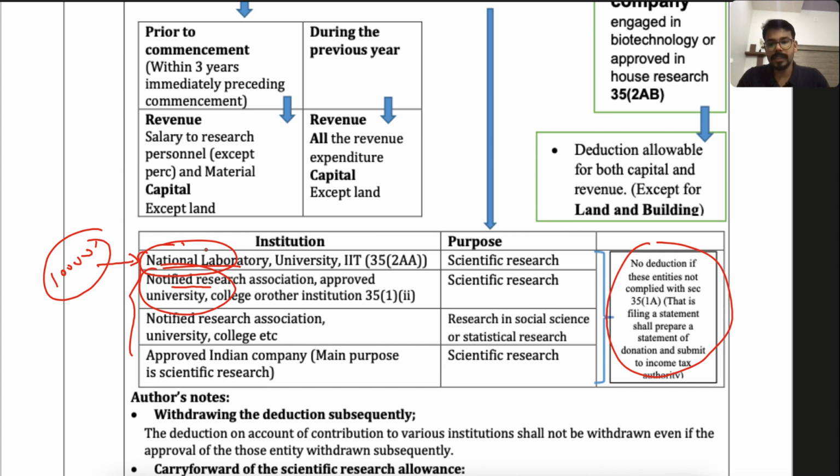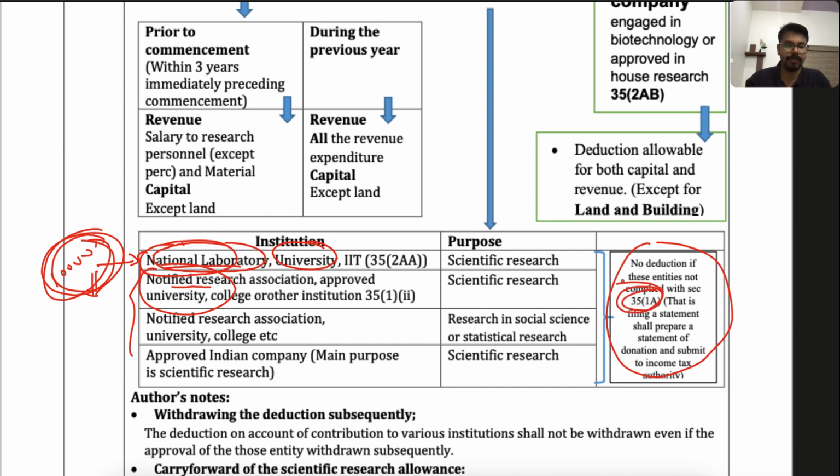So, this national laboratory or that university or that IIT which has not complied with the requirement to submit that statement, what will happen is that you will not get the deduction. For that default, you are the person going to suffer, because you will not get the deduction under section 35 for that contribution. So that's a small amendment I've made here. No deduction if these entities have not complied with section 35(1).